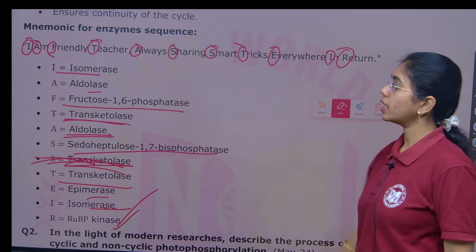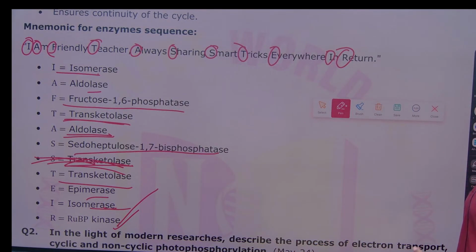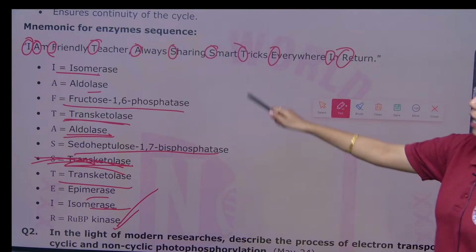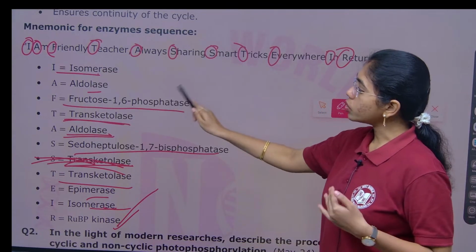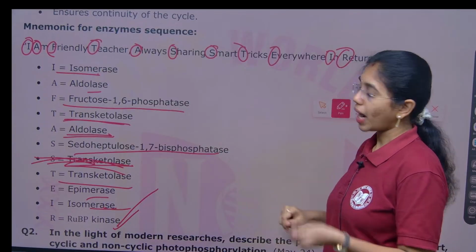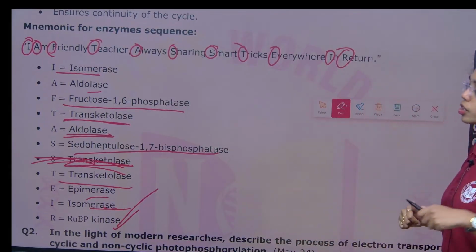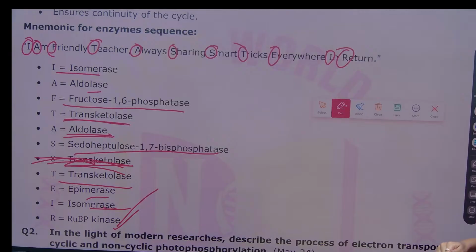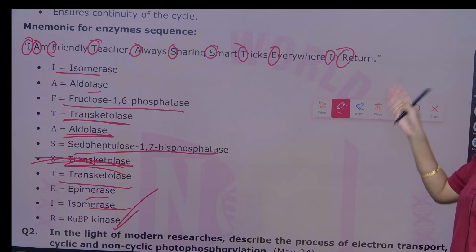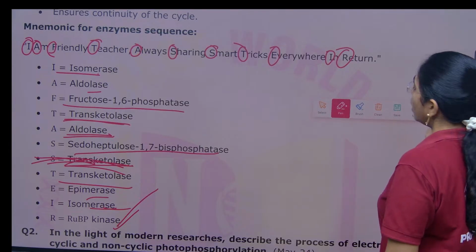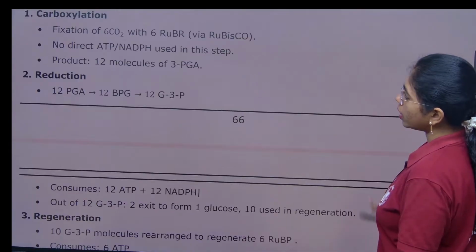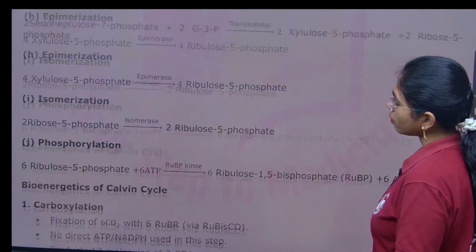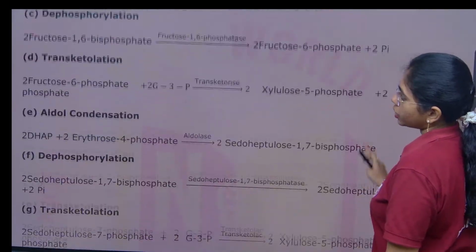I am friendly teacher, always sharing smart tricks everywhere in return. Isomerase, aldolase, fructose 1,6-bisphosphatase, transketolase, aldolase, sedoheptulose 1,7-bisphosphatase, transketolase, epimerase, isomerase and RuBP kinase. These are the steps. Okay, in this way you can remember the sequence easily. Now we will go with the details of each reaction. Each reaction details you see.